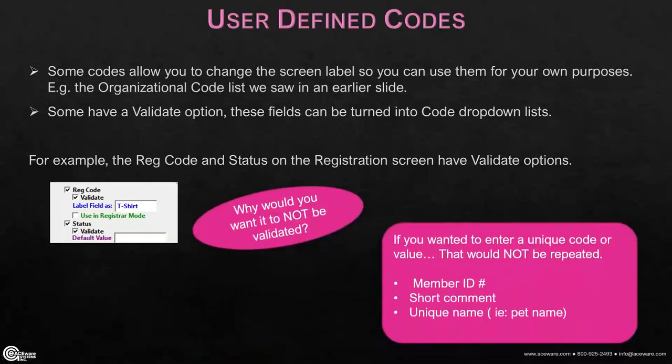And the question is, why would you not want something to validate? Well, if you had, for instance, the registration code, which would be on your green registration screen, and you were using this as a license number, you wanted to track a license number for registrants in an XYZ course, obviously you wouldn't want to create a unique valid code for every individual's personal license number. So you would want to leave that unvalidated so you could type in any value and it wouldn't ask if you want to save this as a valid code. The same goes for an ID number unique to the person, a unique name assigned to that record, or some short comment field that is not something you want to validate.